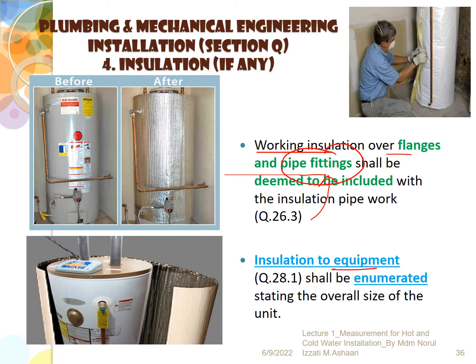But if you have to mention the insulation for the equipment, especially for the boiler, for the hot water system, you have to measure in number but stating the overall size of the unit. This is the example where you have to write the capacity, the overall size in terms of the capacity or maybe in terms of the diameter for the boiler itself. Look at before and after they install the insulation for the boiler.